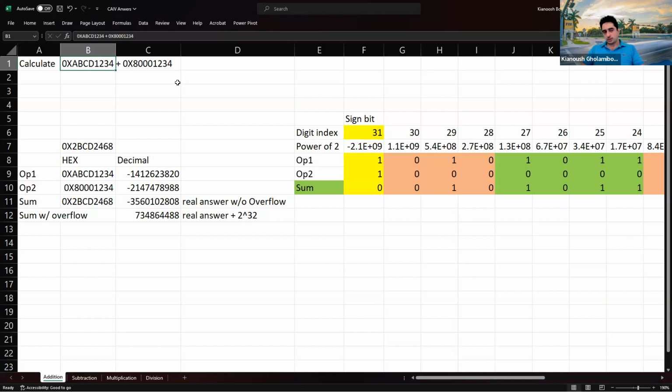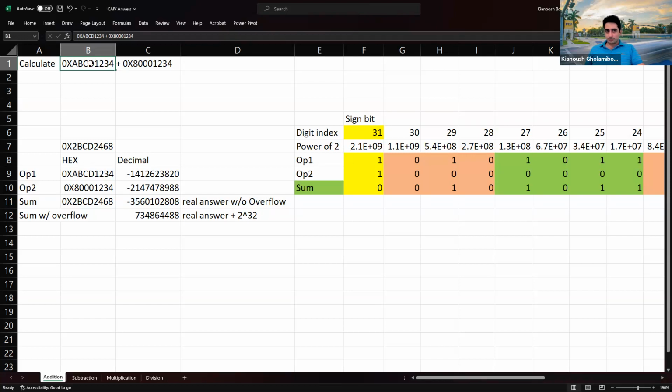0x80000123. First of all, because these are 32-bit numbers, if you want to represent a 32-bit number in hexadecimal, you need 8 digits because every digit represents 4 bits. 4 times 8 is 32. So the first thing I'm going to do here in order to show you the way these two numbers are going to be added together is to convert every one of them to binary.